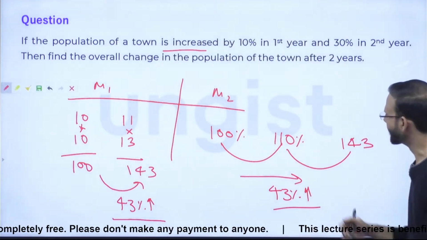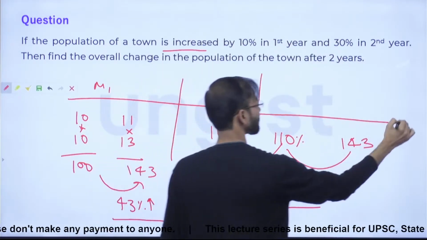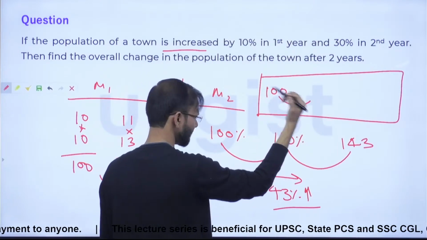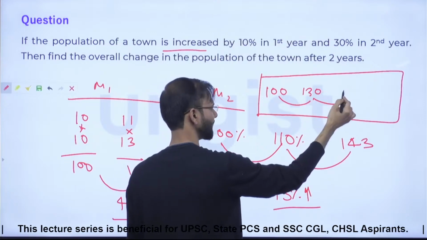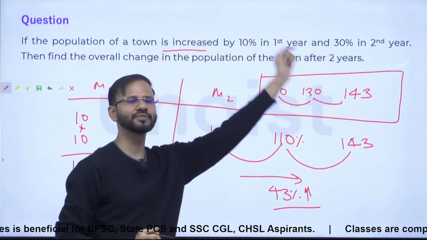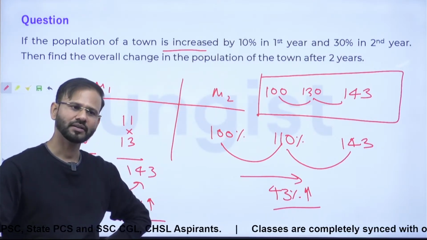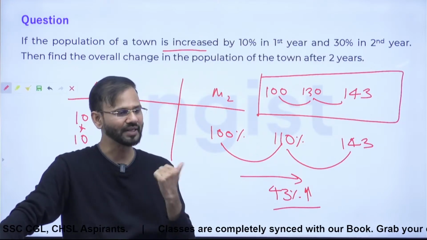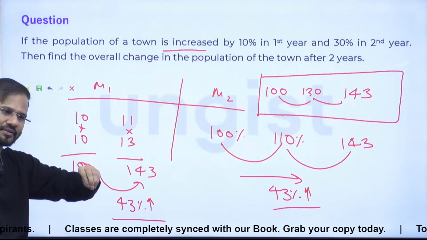So similarly, here also guys, just look at this. 100 becomes, let's say 30 is the first year increment. So this is 130 and then 10 is the second year increment. So 13 will be added to this value. So this will become 143. Right guys? So in case of successive change, order does not matter. You should write it. In case of successive change, order does not matter, right?